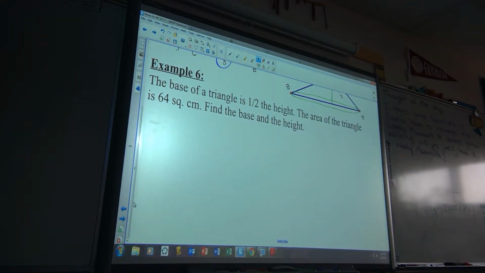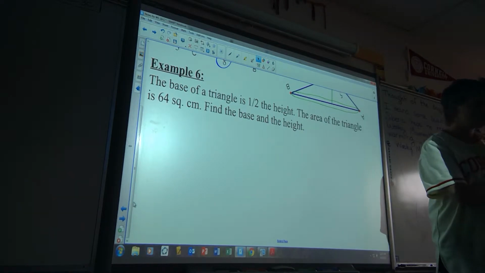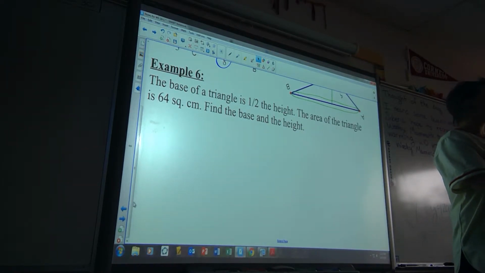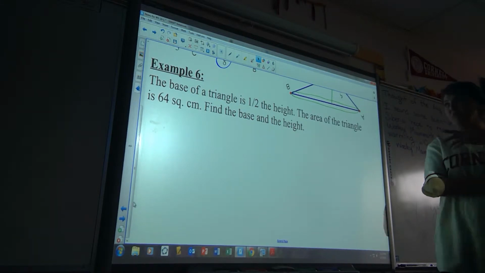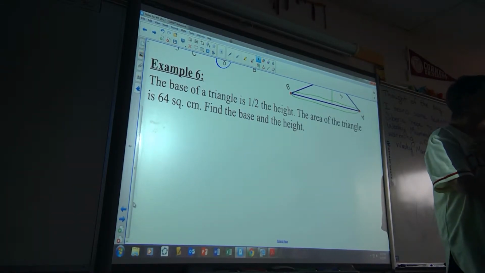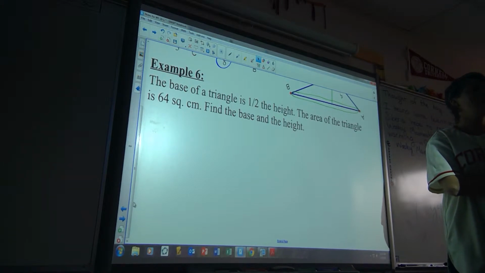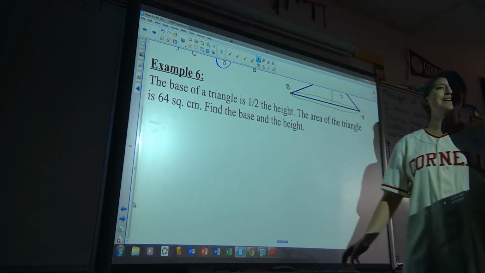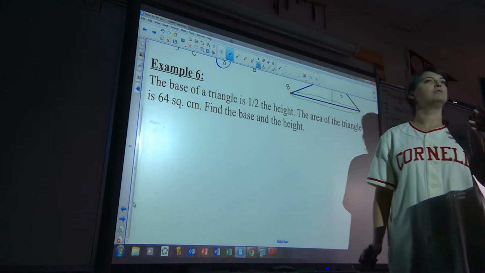The base of the triangle is half the height. The area of the triangle is 64 square centimeters. Find the base and the height. Could you just guess and check? I mean, you probably could just start guessing and checking. That would not be the most efficient way to do this problem. Because what if it's some decimal number and not like a whole number?